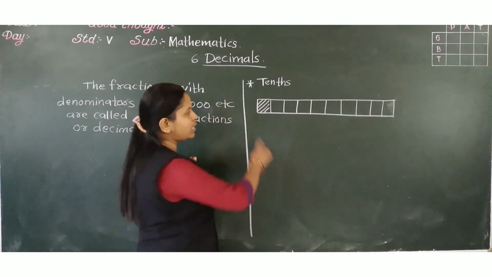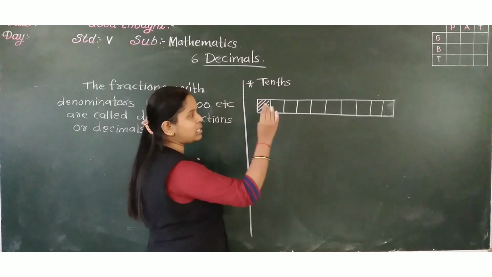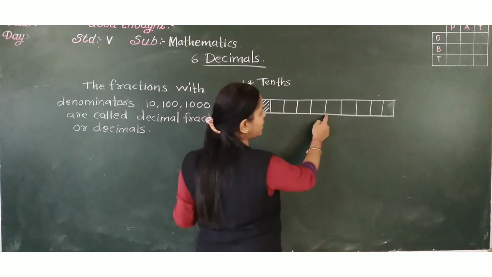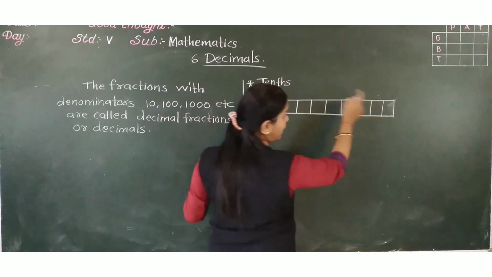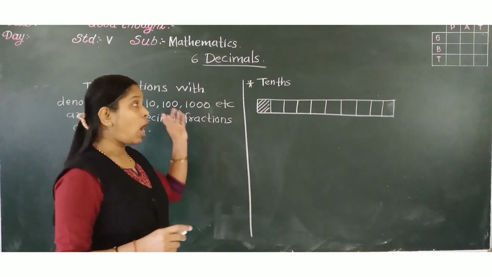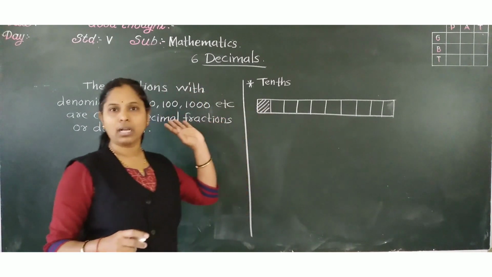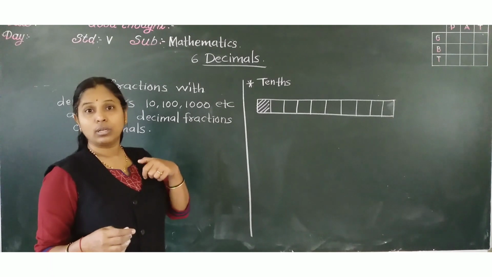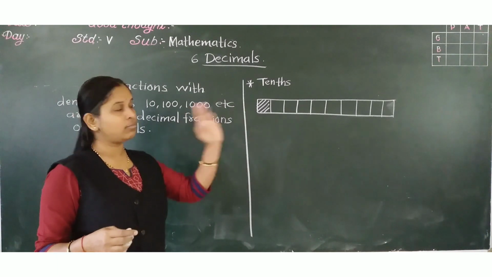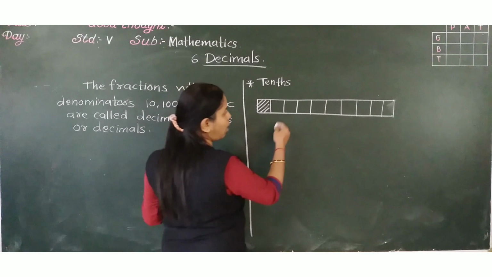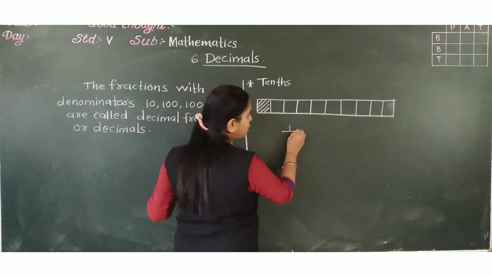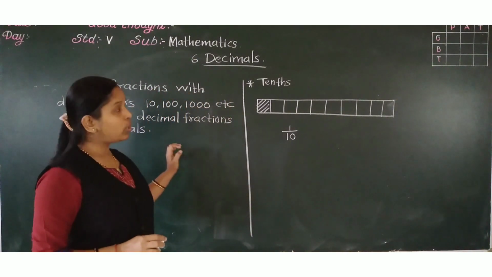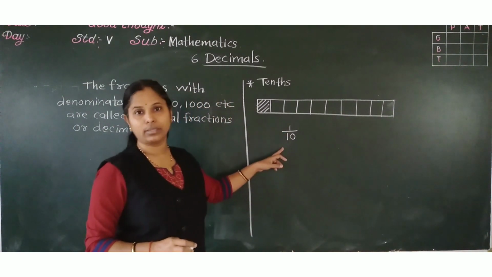Now see, here one strip is there, and how many parts have I made of that strip? See, 1, 2, 3, 4, 5, 6, 7, 8, 9, 10 parts are there. Okay. Out of those 10, one part is colored. So how can I write the shaded portion of this strip as a fraction? 1 part is shaded out of 10 total parts. So it is called 1/10.